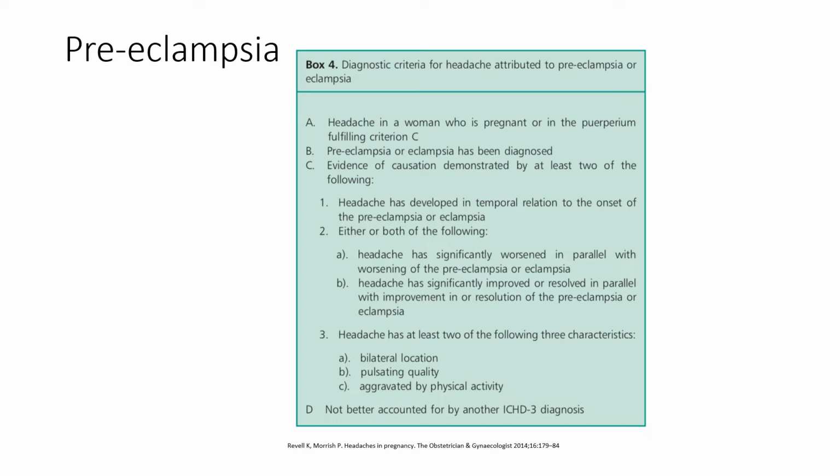Either or both of the following: headache has significantly worsened in parallel with worsening of the preeclampsia or eclampsia; headache has significantly improved or resolved in parallel with improvement in or resolution of the preeclampsia or the eclampsia. Number 3, headache has at least two of the following three characteristics. A, it's bilateral. B, it's pulsating in quality. And C, it's aggravated by physical activity. D, not better accounted for by any other ICHD-3 diagnosis.